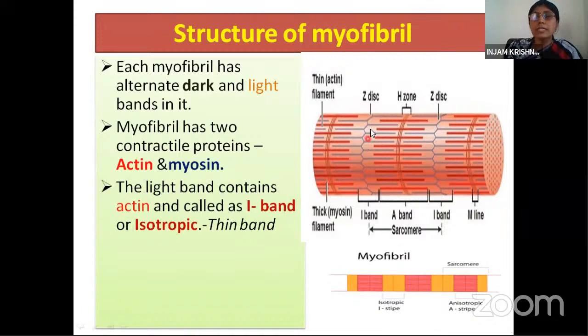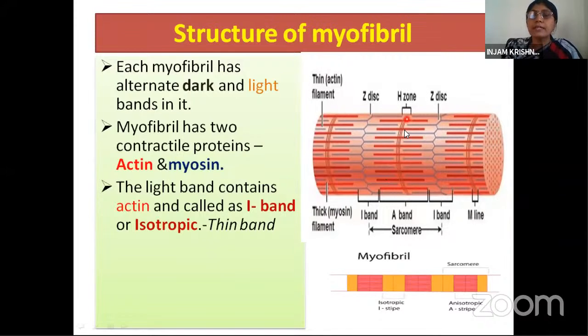Are you able to see here? There is no other color, only blue color is there. These blue stripes are actin filaments. This zigzag line is the Z line. This is the actin filament and it is the thin, light band. Otherwise, we can call it the I band. It is isotropic. Already I told you, isotropic means it exhibits the same properties in all directions.